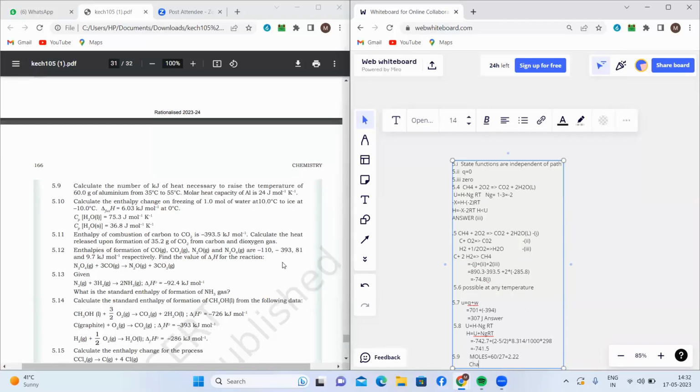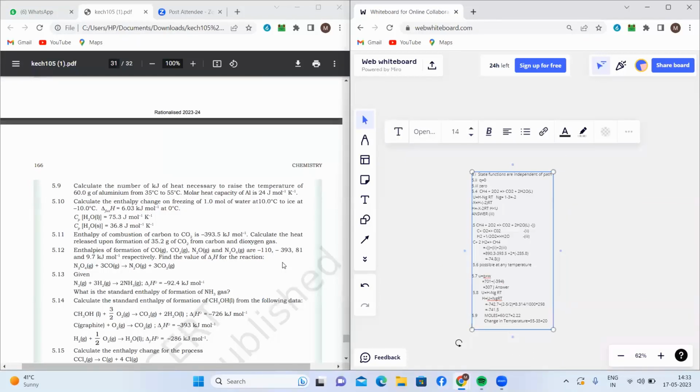So change in temperature is equal to 55 minus 35, that is equal to 20. Okay, and then we have to calculate the heat. We know the formula for heat is Q equal to molar heat capacity C, into number of moles, multiplied by change in temperature. Let me call it T, let's say.